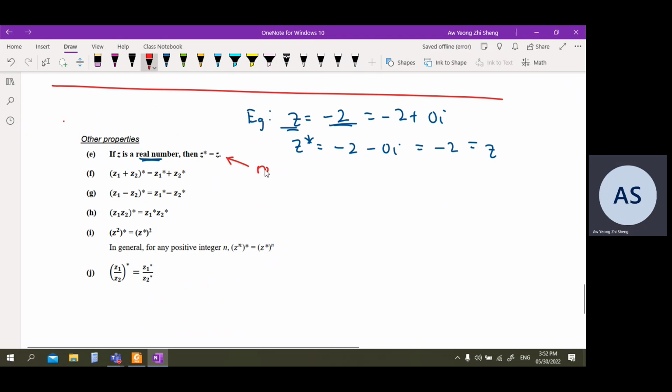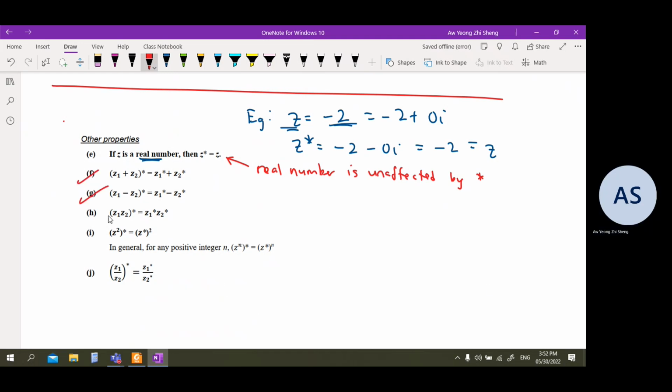And so that means a real number is unaffected by the conjugate operator star. Okay. Property F and G and H and J. These are very useful properties for the conjugate operator star.